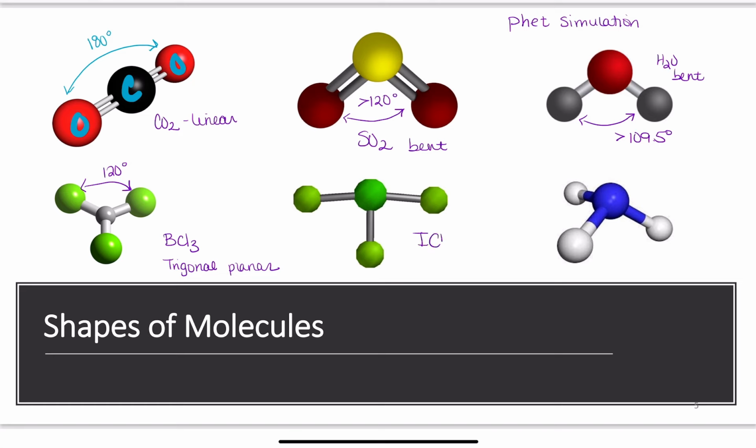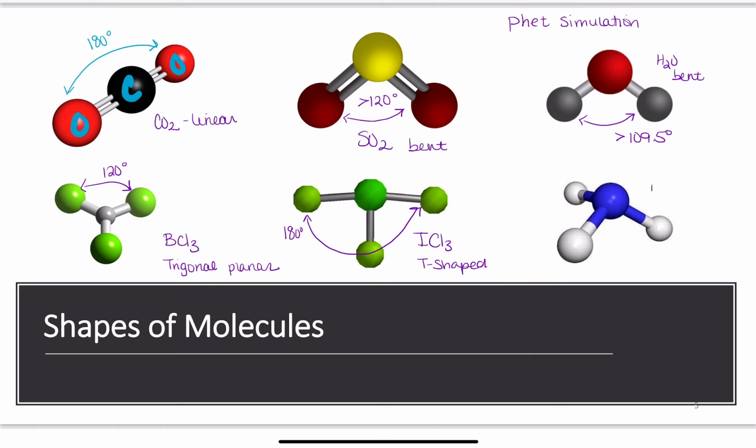This is ICl3. This is called T-shaped. There's a couple different ways we can get T-shaped. This one comes about because there was actually a lone pair here and a lone pair here as well. These angles, this angle to this angle is 180 degrees. We don't usually draw lone pairs on the bonds themselves though.